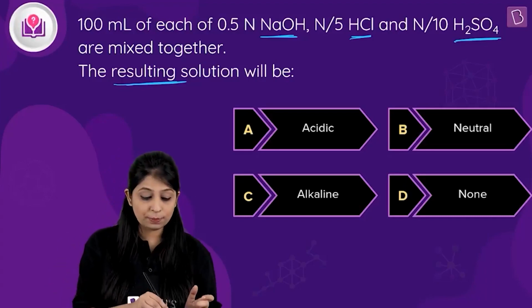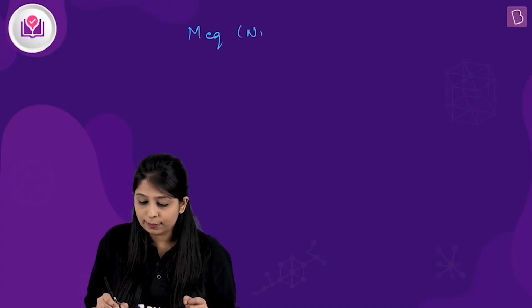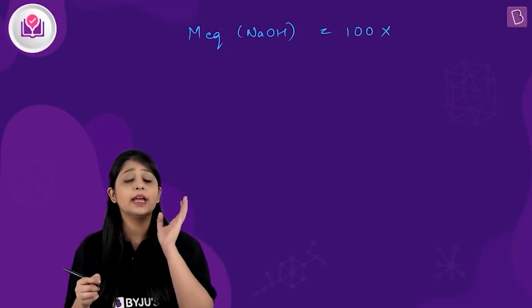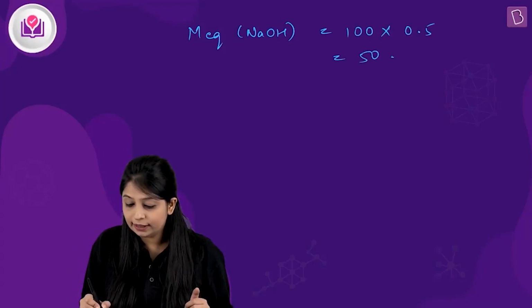Right. So how do we proceed from here? Well, the first thing is you have to find out the milliequivalents of all these aqueous solutions given to you. And we'll see that after reaction, milliequivalents of which aqueous solution is left, and that will tell us the nature of the resultant solution. The first thing that we have is NaOH, which is 100 ml at 0.5 normal. So milliequivalents of NaOH will be 100, the volume in milliliters, into 0.5, that is 50 milliequivalents.